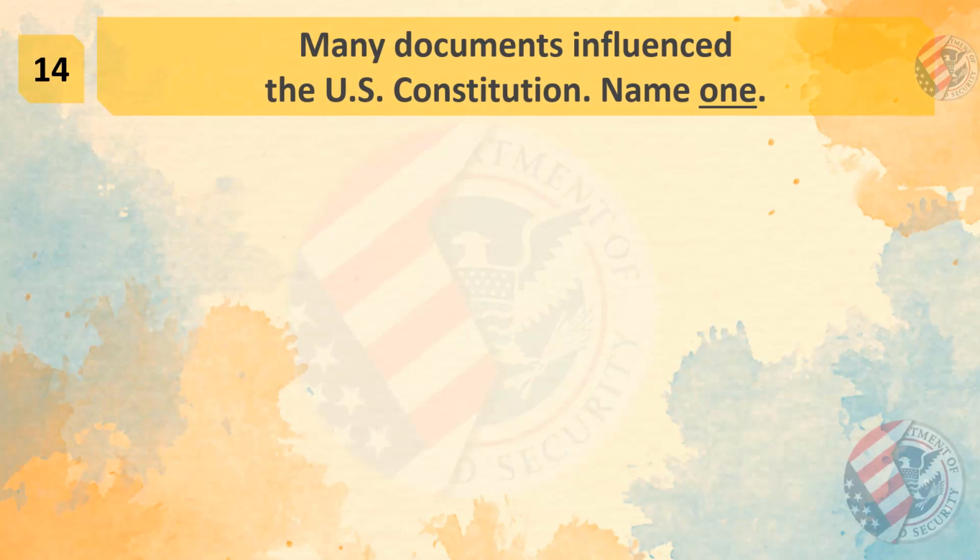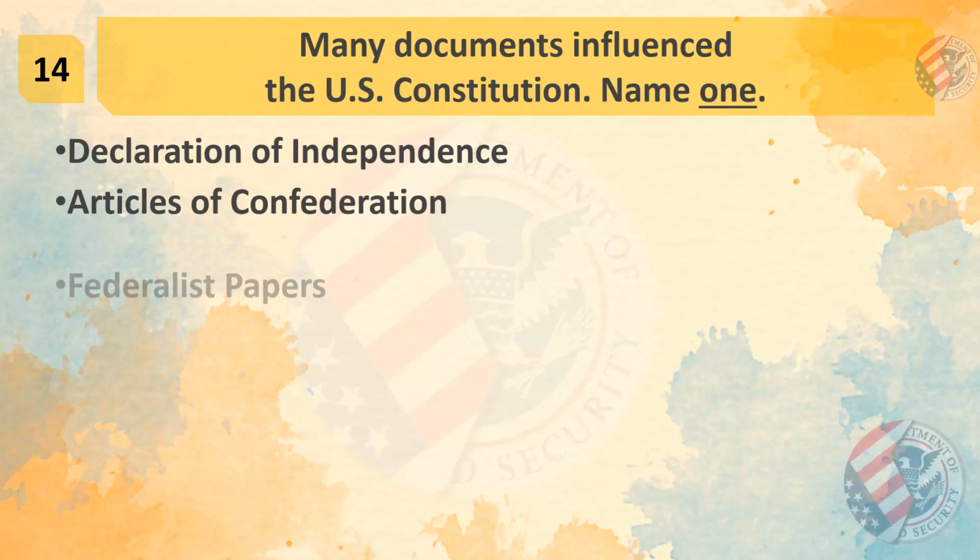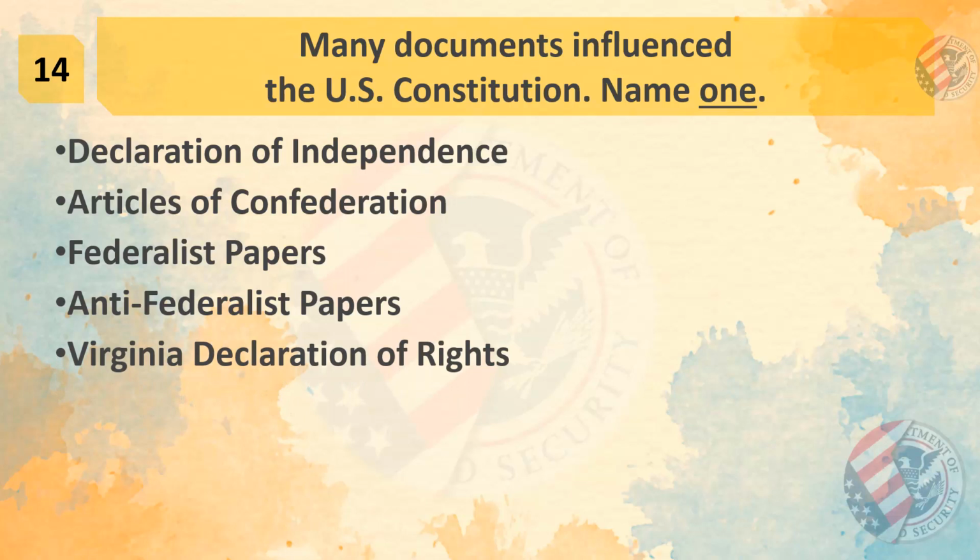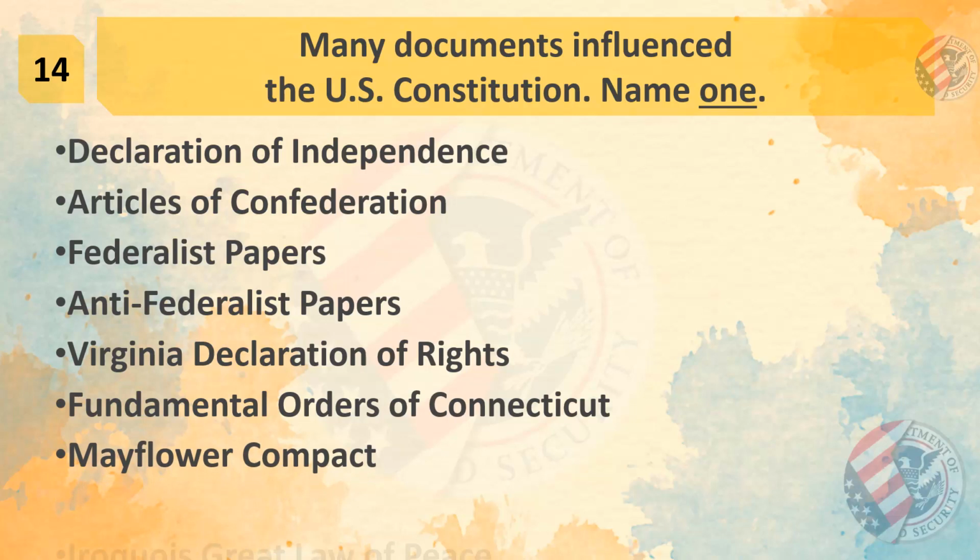Many documents influence the U.S. Constitution. Name one. Declaration of Independence. Articles of Confederation. Federalist Papers. Anti-Federalist Papers. Virginia Declaration of Rights. Fundamental Orders of Connecticut. Mayflower Compact. Iroquois Great Law of Peace.